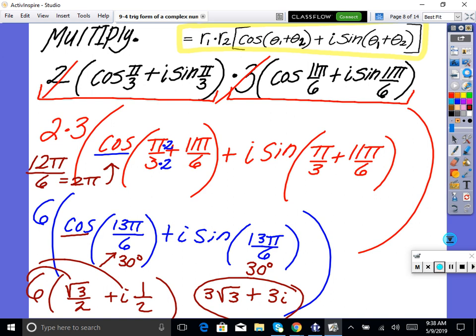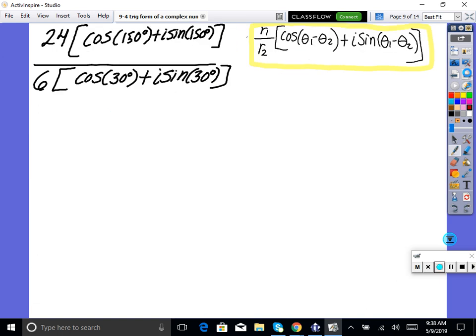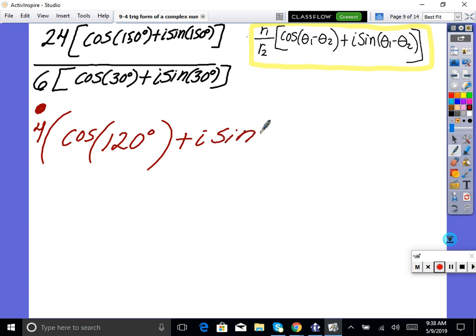Now remember, the only difference is when you divide, you subtract your thetas. So in this one, don't accidentally subtract 24 minus 6. No, no, no. That's a number being divided by a number. That's not what we're talking about. 24 divided by 6 is 4, right? So we have 4, and then now we have cosine of, you'll take the top minus the bottom. 150 minus 30. 120, right? Plus i sine of 120. When you divide, you subtract.